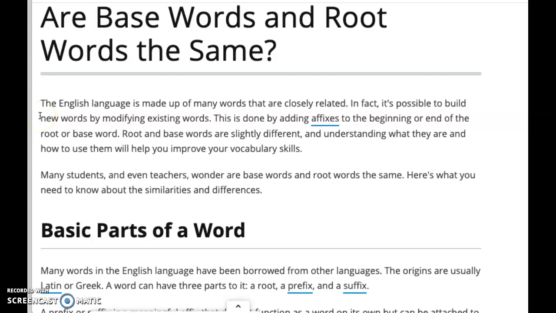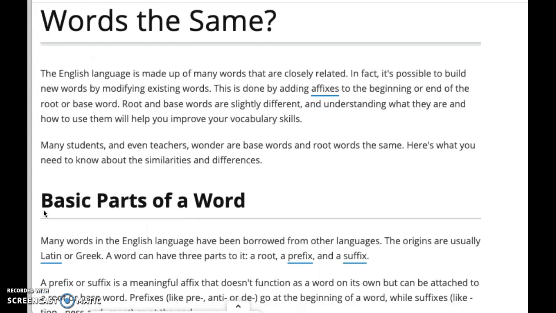The English language is made up of many words that are closely related. In fact, it's possible to build new words by modifying existing words. This is done by adding affixes to the beginning or the end of the root or base word. Root and base words are slightly different, and understanding what they are and how to use them will help you improve your vocabulary skills. Many students and even teachers wonder, are base words and root words the same? Here's what you need to know about the similarities and the differences.